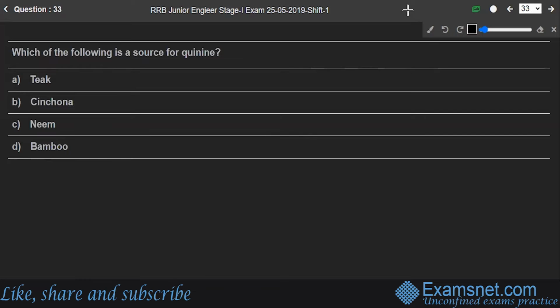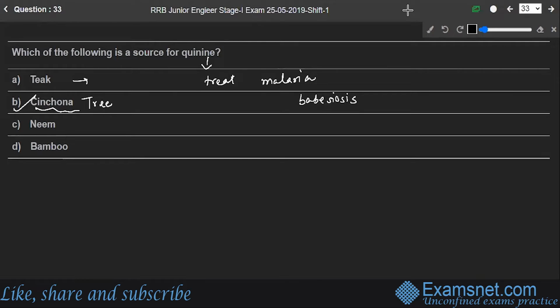Let's move to the next question, number 33. Which of the following is a source of quinine: teak, cinchona, neem, or bamboo? The right answer to the question is option B, cinchona. This quinine is used to treat malaria and babesiosis. And this is the tree from which it is derived. This is the cinchona tree.